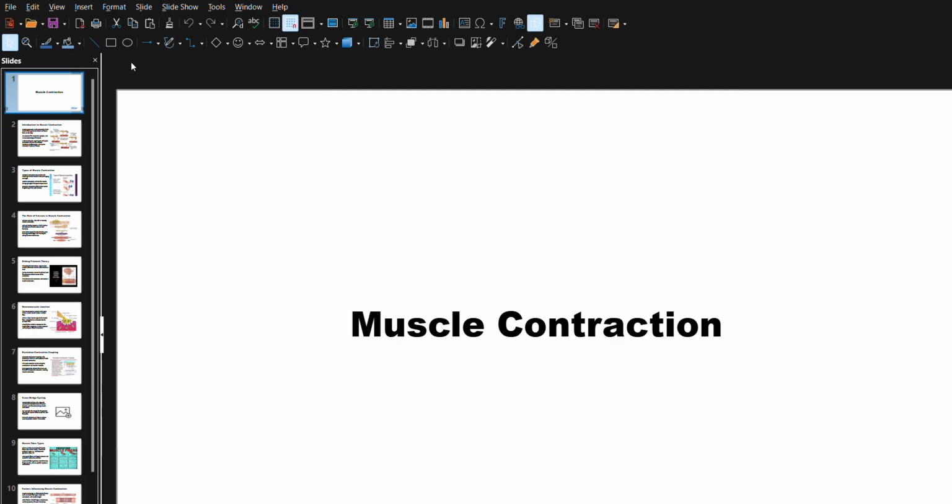Dear students, today's topic is muscle contraction in physiology only. This is after nerve impulse, we have muscle contraction. So, today I am going to explain about muscle contraction, its types, and its theories. So, let us start with muscle contraction.